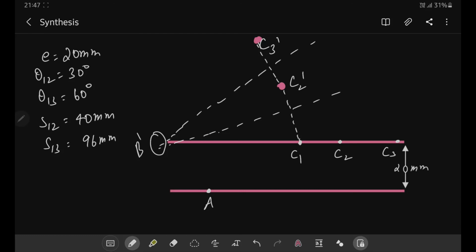We found our B, so our slider crank mechanism will be A, B1, C1. I am joining A, B1, C1. This is not to scale, this is just for representation purpose only. If you draw very carefully, then with the same procedure you will get accurate results. This is the end of the video.